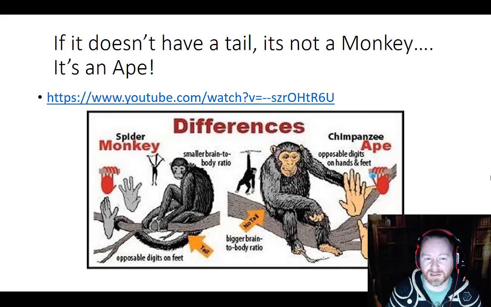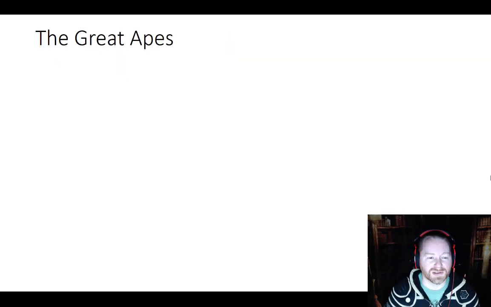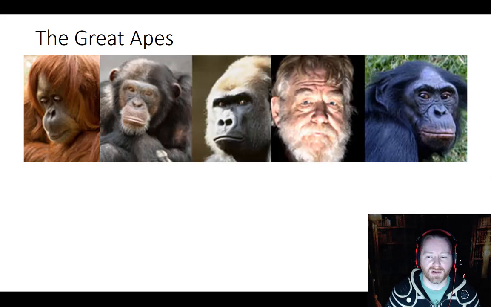But there's other things too, dealing with the anatomy. Brain to body size ratio is another big one. But just know that if it doesn't have a tail, it's not a monkey. It's an ape. So of the great apes, because we don't have tails, we fall into the great ape category. So here's all of us and our closest relatives that we have on our planet currently. These are all the extant species, meaning the species that are still alive.